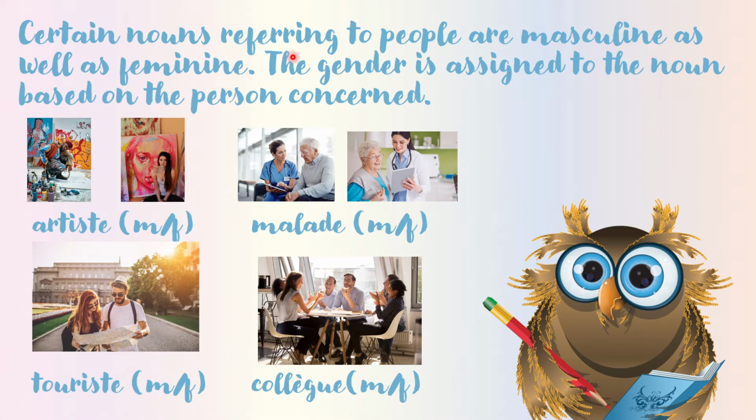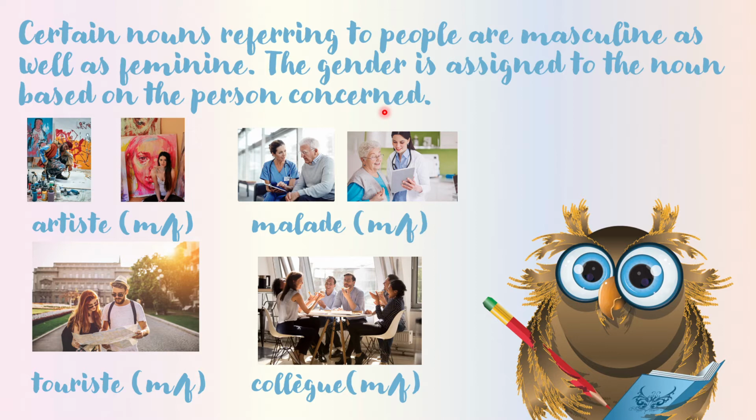So certain nouns which refer to people are masculine as well as feminine. The gender is assigned to the noun based on the person concerned. Like you have in English as well, doctor, patient. When you're talking about such nouns, you are assigning the gender based on whom you're talking about. If you can see the doctor, you can say it's a male doctor, right? If it's a female doctor, you are assigning the gender based on the situation. But the word doctor is the same. There is no change in the word doctor when you're talking about a male doctor or a female doctor.